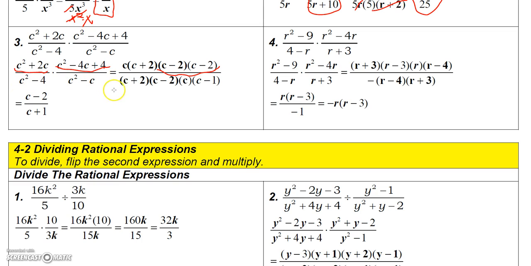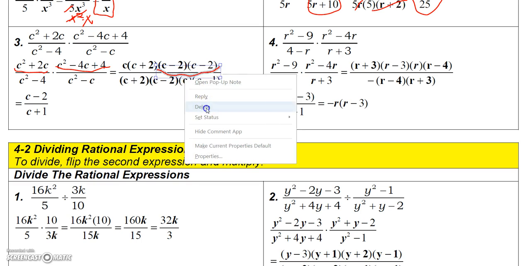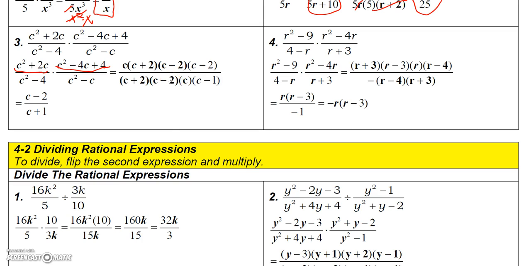And then c squared minus 4 factors into c plus 2 times c minus 2, and then I factor the c out of c squared minus c, and I got c times c minus 1. Now you'll notice I tried to highlight the things that will cancel here.